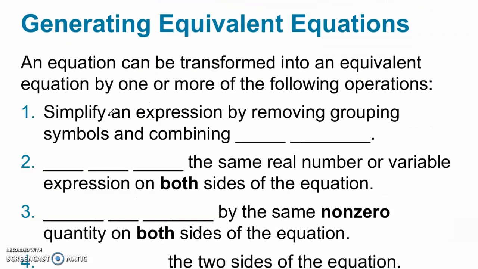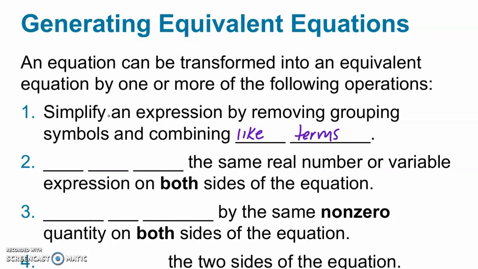Let's fill in the blank here. It says an equation can be transformed into an equivalent equation by one or more of the following operations. So we can simplify an expression by removing grouping symbols and combining like terms.